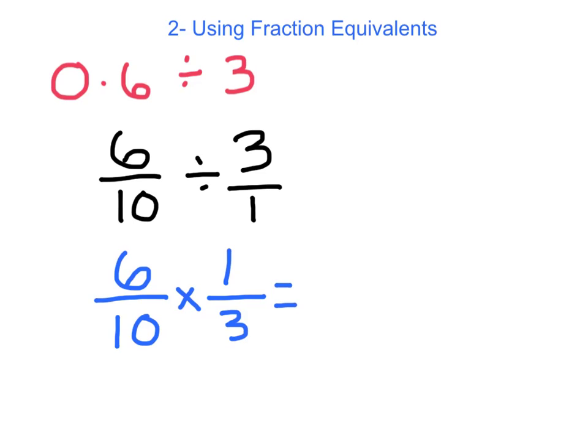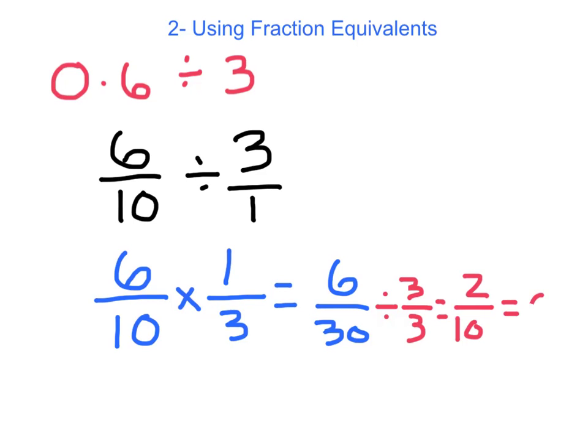And I multiply straight across, so 6 times 1 gives me 6. And 10 times 3 gives me 30. And I can reduce that again to try to get a fraction equivalent of something tenths. So I know that both 6 and 30 are divisible by 3. That gives me my 2/10. And I can write that 2/10 as a decimal. Again, I come to my final answer of 2/10, even though I'm doing it in a separate way.